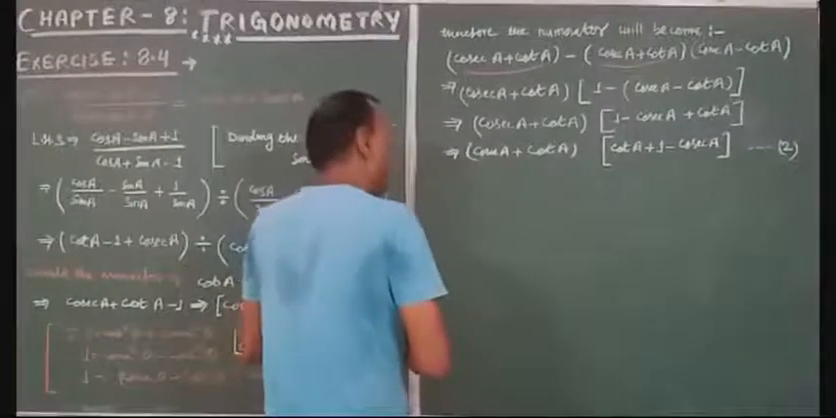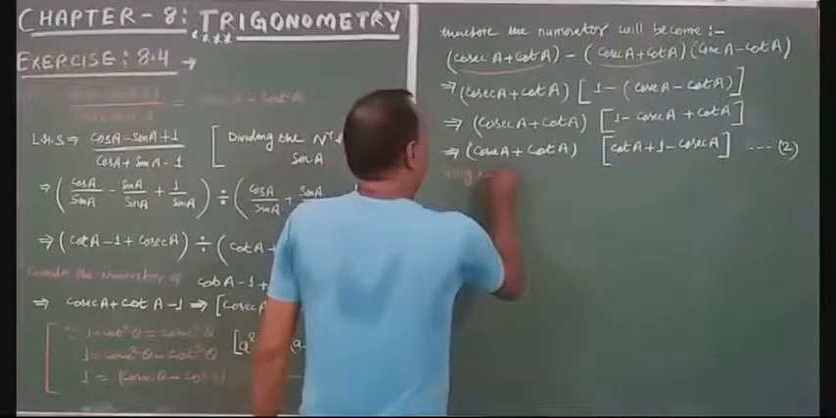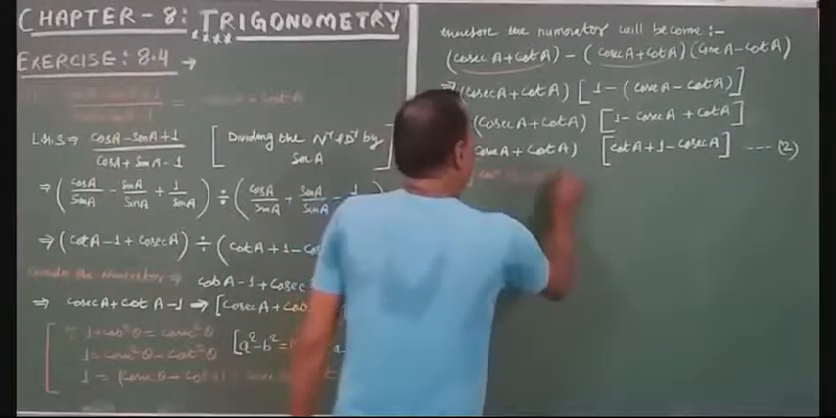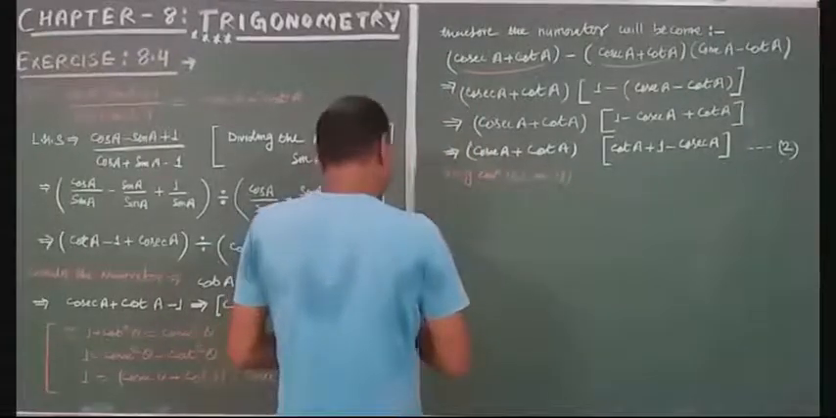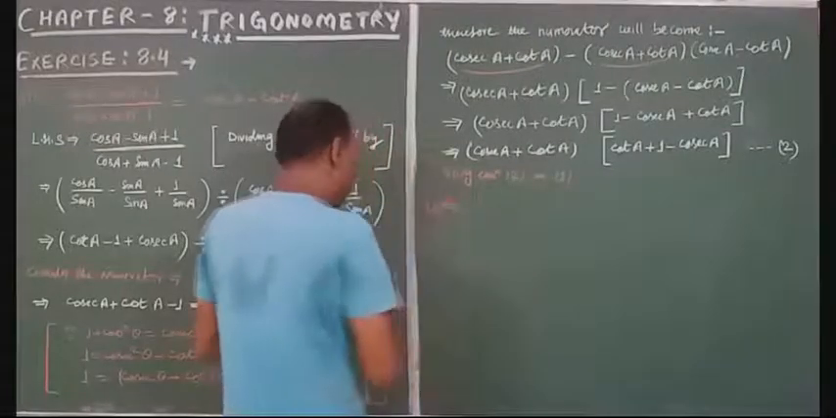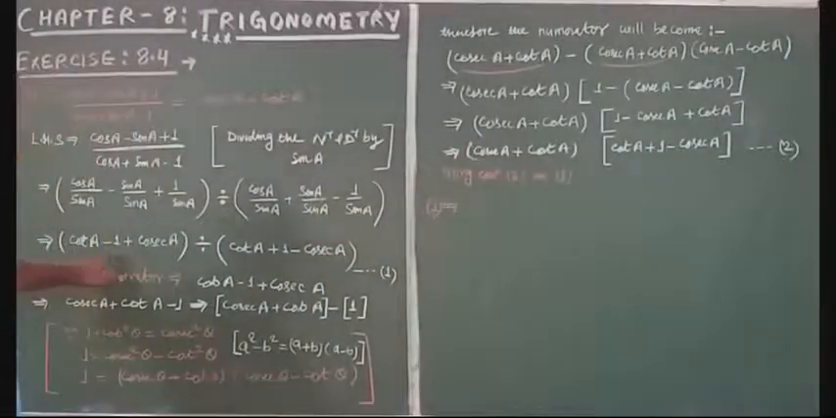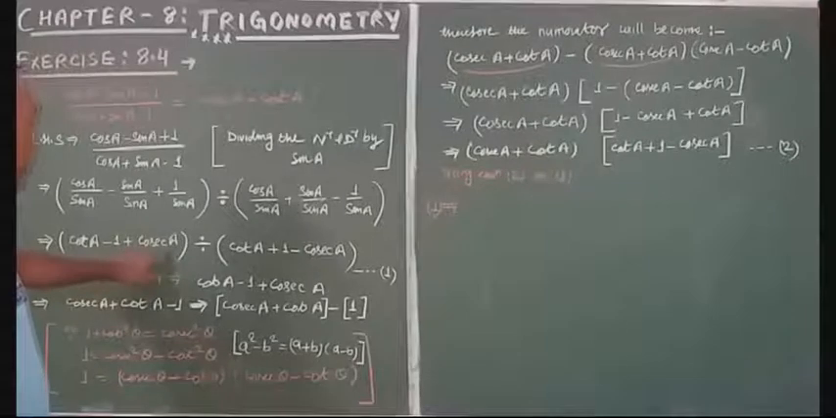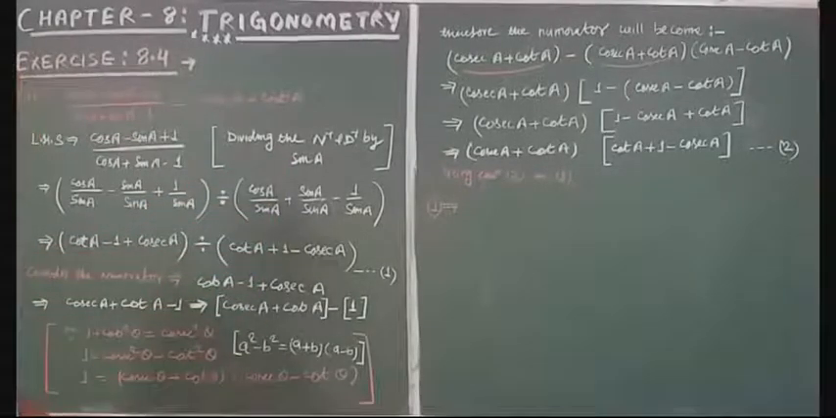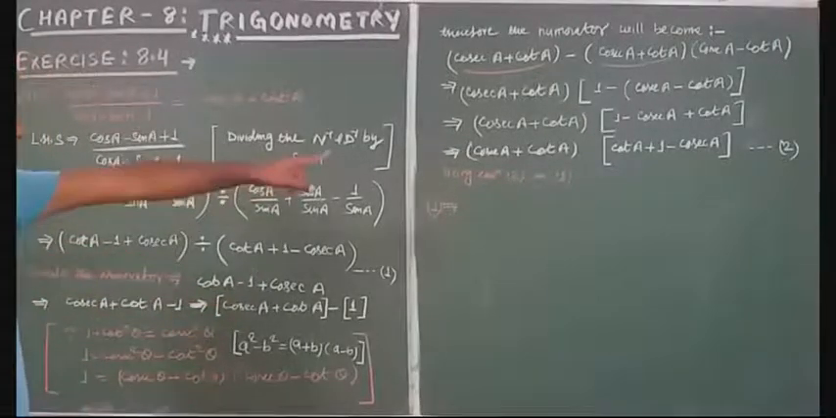Now using equation second in the first, what will become? What is our first equation? Cot A minus 1 plus cosec A divided by cot A plus 1 minus cosec A. We have the value of cot A minus 1 plus cosec A from equation second. In place of cot A minus 1 plus cosec A, we can write cosec A plus cot A.